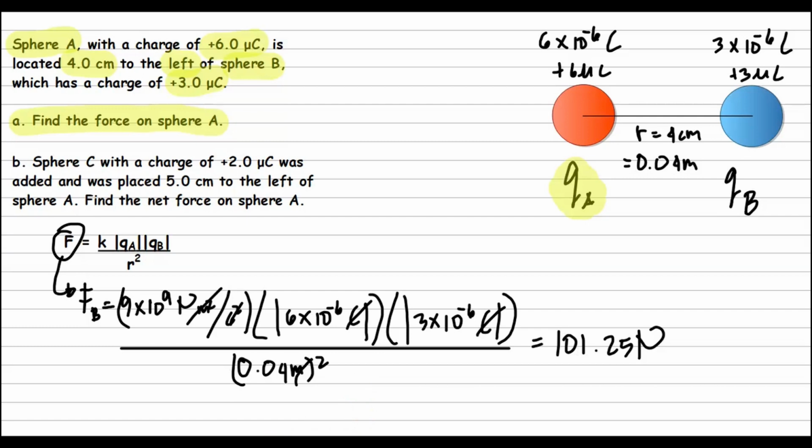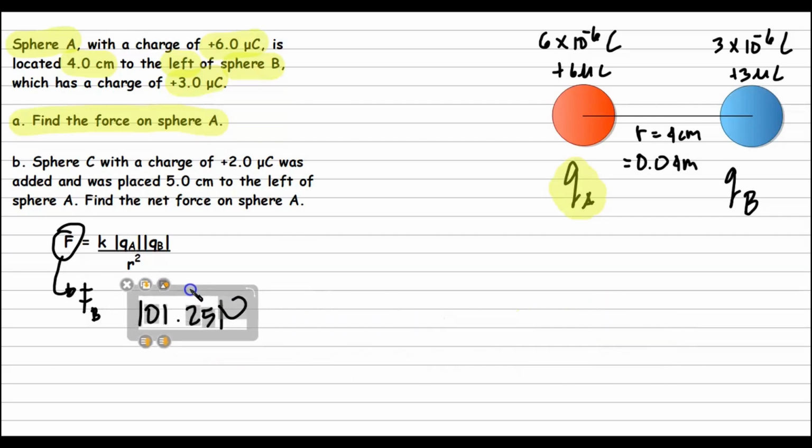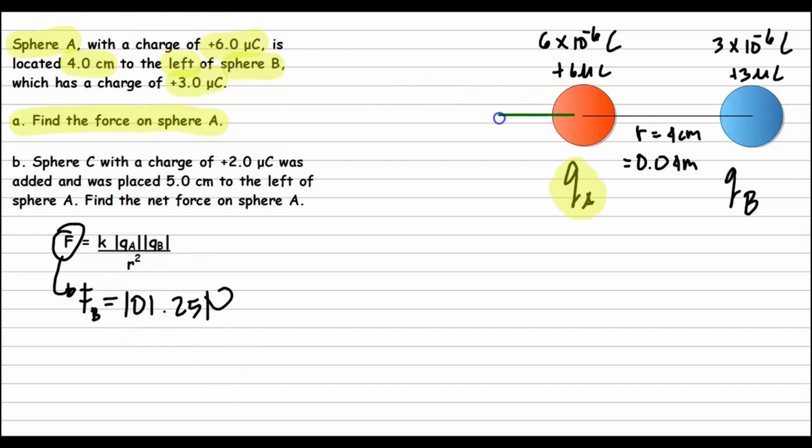Coulomb's Law will only identify the magnitude of the force. How would we know the direction of the force? Well, since we have two positive charges, we can say that QA will be repelled by QB. Therefore, QA will move away from QB. And that will give us the direction of our force.